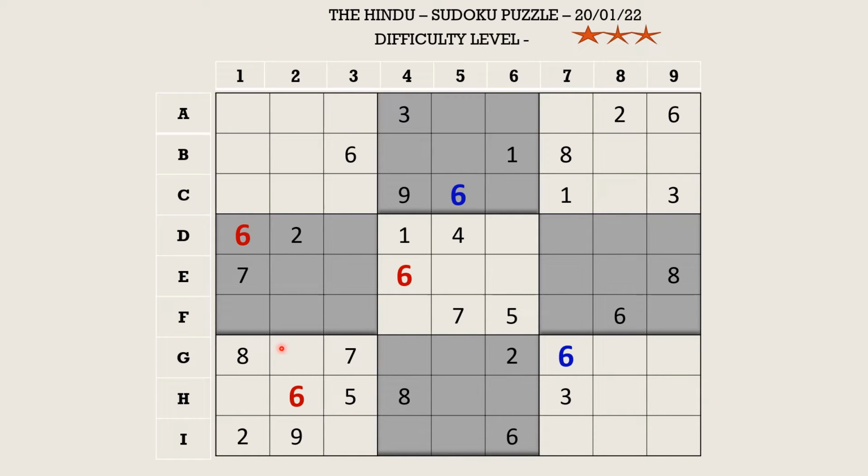There is an 8 in G row, an 8 in H row. This 8 blocks these two cells. This 8 blocks these two cells. There is an 8 in column 9 which blocks this cell. There is an 8 in column 7 which blocks this cell. So I8 takes 8.